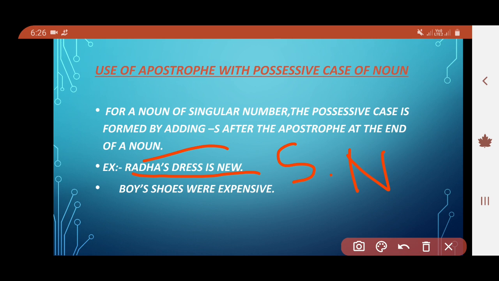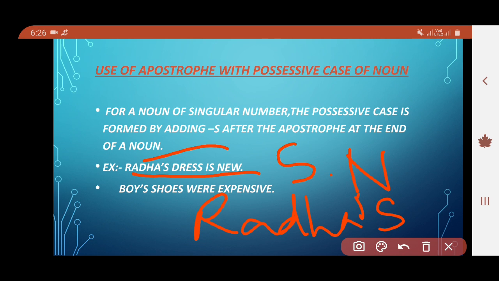How can we change this into possessive case? By adding s after the apostrophe at the end. That means we directly cannot write Radhas. We directly cannot write Radhas. We have to put an apostrophe. We have to put an apostrophe before the s, at the end of a noun.